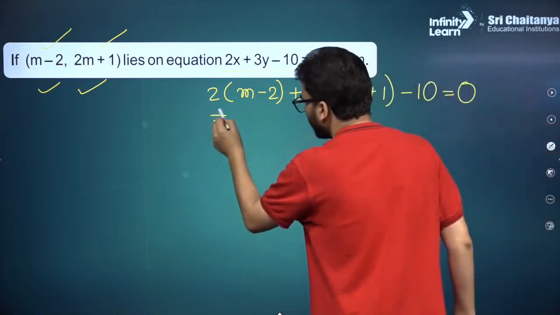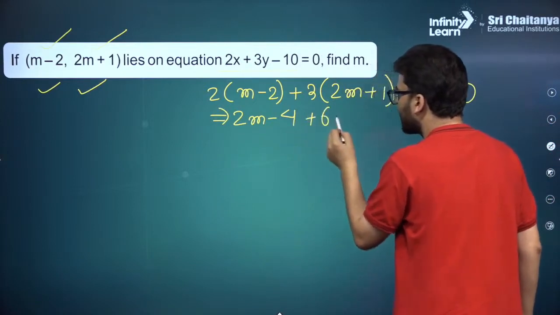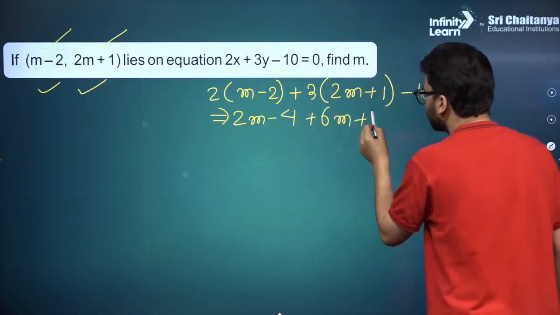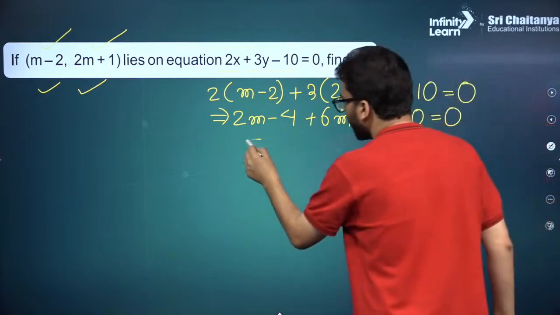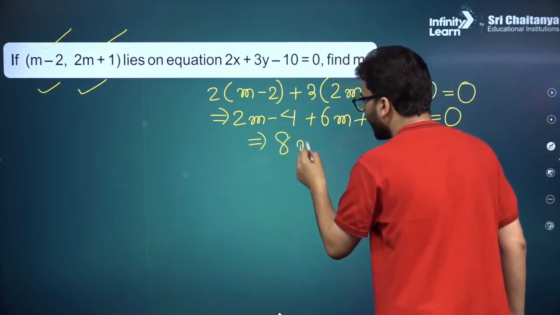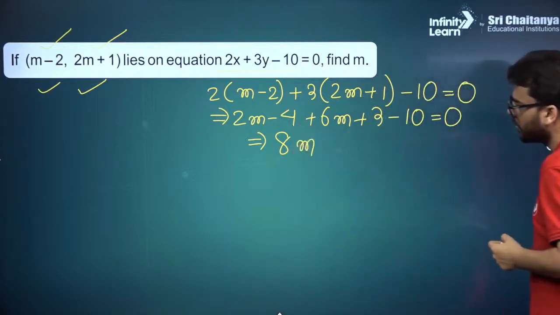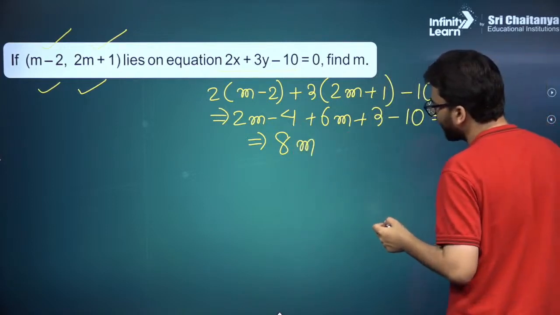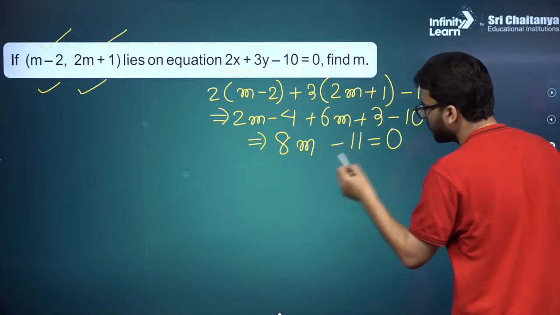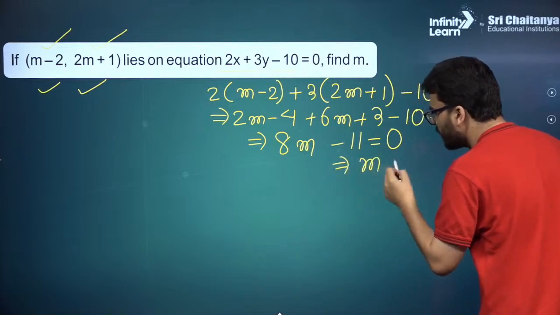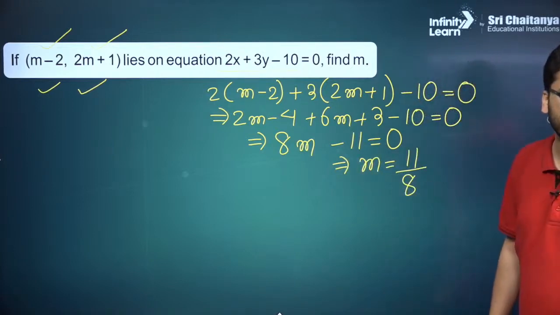Let's solve it. Open up the bracket. You'll get 2m minus 4 plus 6m plus 3 minus 10. That is equal to 0 over here. So what will you get? You'll get 8m. And this over here is minus 14. So it will be minus 11, right? Minus 14 plus 3 will be minus 11. That is equal to 0. So therefore, m will come out to be equal to 11 by 8. Is it clear to every student? 11 by 8 we are getting.